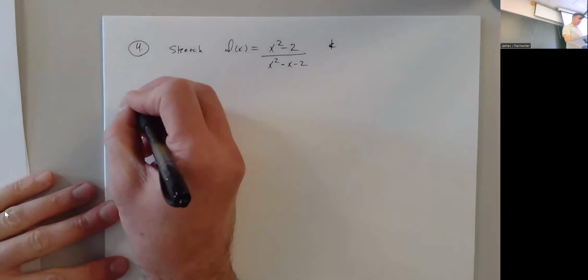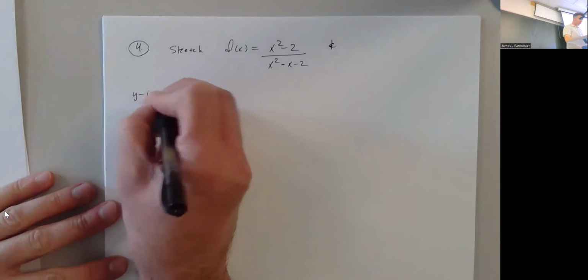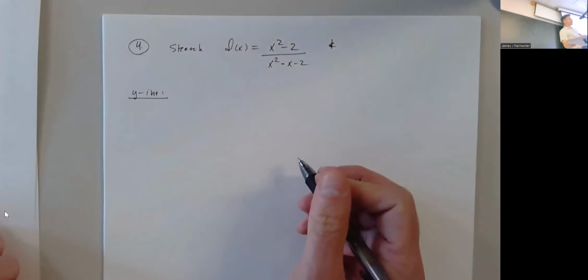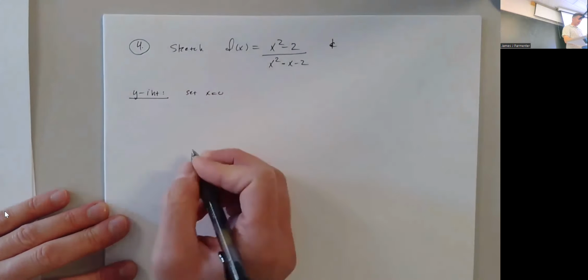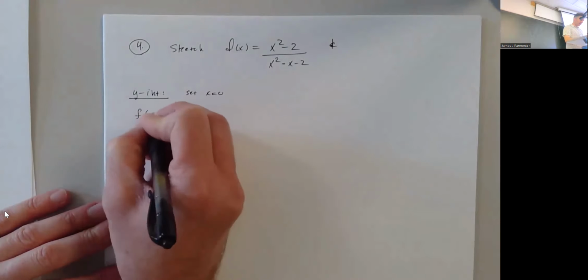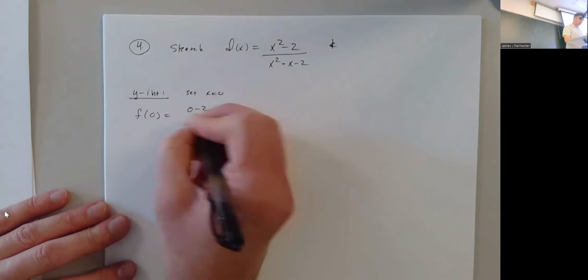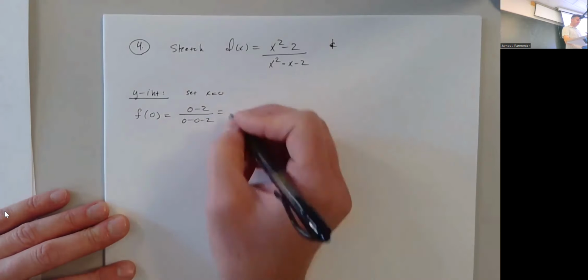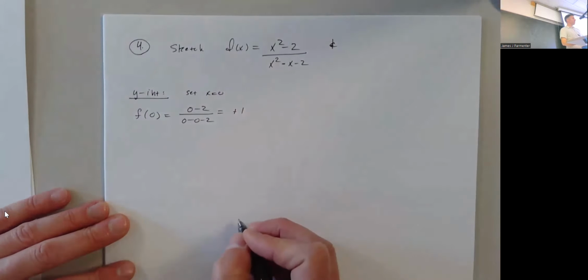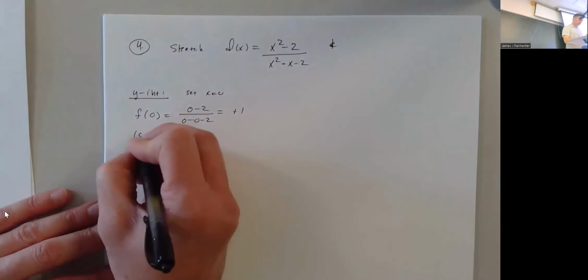So intercepts, first we're gonna do the y-intercept. How do we find the y-intercept? Set x equal to 0. We set x equal to 0. f of 0 is going to be 0 minus 2 over 0 minus 0 minus 2. And negative 2 divided by negative 2 is positive 1. So my y-intercept is going to be (0, 1).